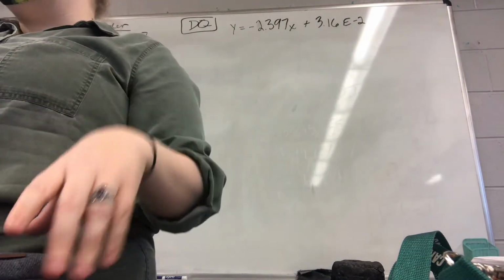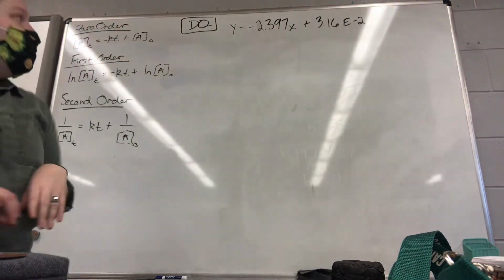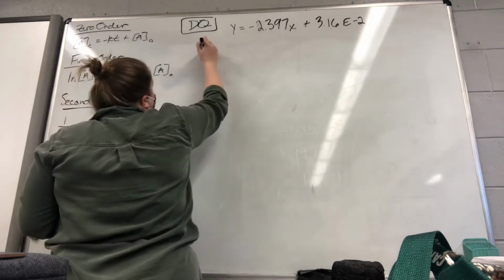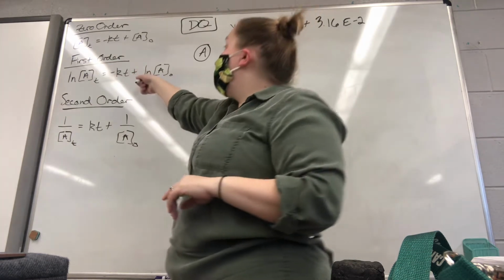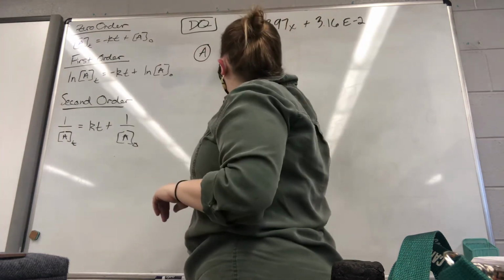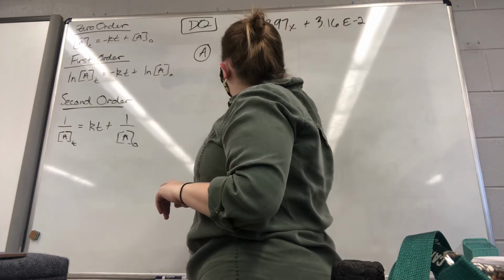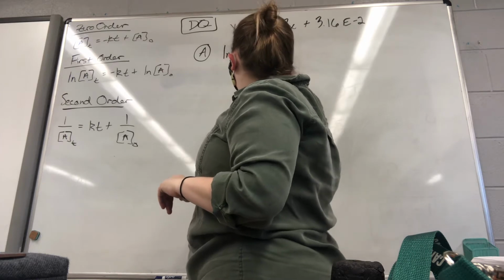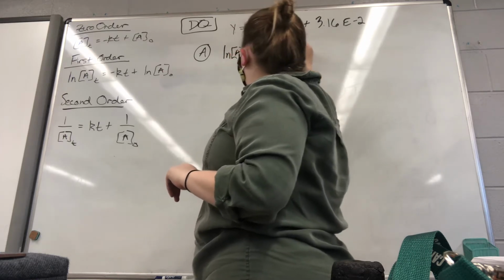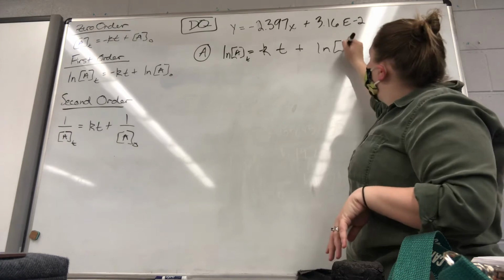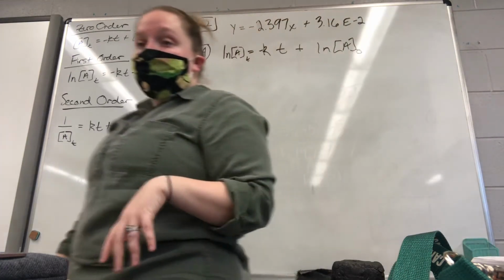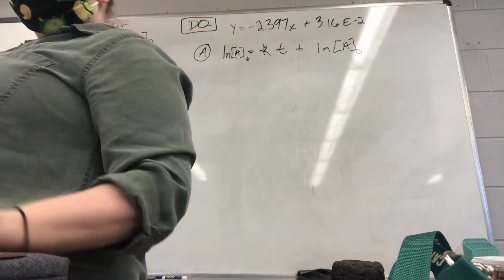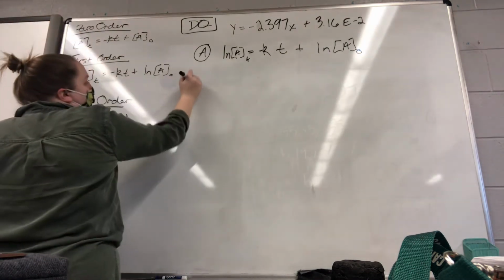All right, so first part of your daily quiz, you were asked to give me the general form of the equation. The general form of the equation is just this guy. It's a first order reaction. So there's the first thing you should have written. The second part says, what is the rate constant K?